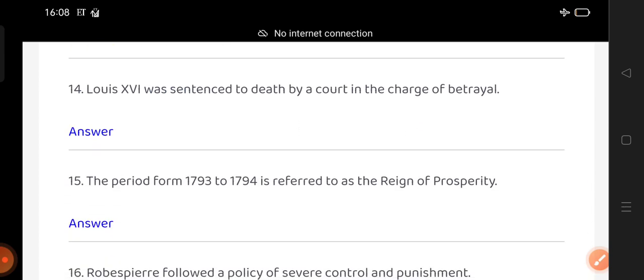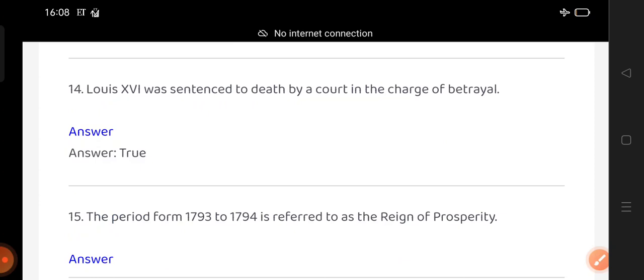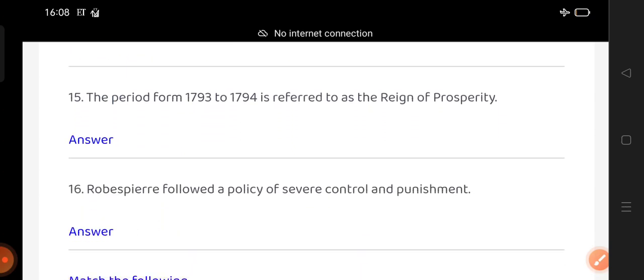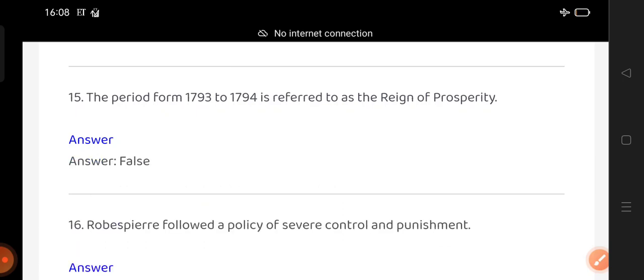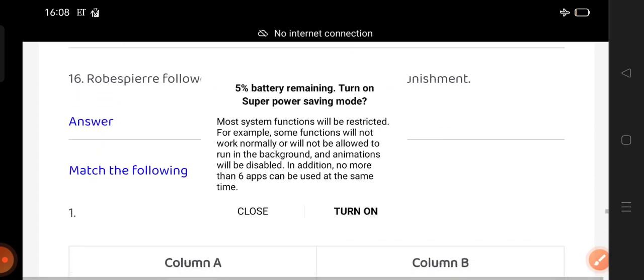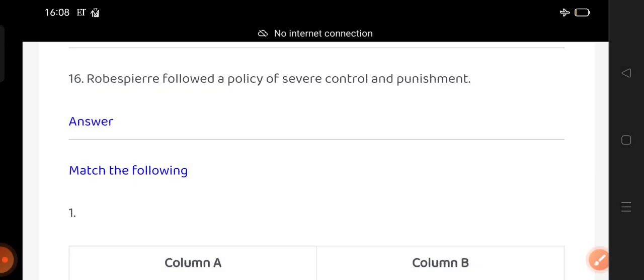Now let's move to the next question. Louis XVI was sentenced to death by the court on the charge of betrayal. True or false? True. The period from 1793 to 94 is referred to as the reign of prosperity. So the answer will be false. It's called the Reign of Terror. Now, Robespierre followed a policy of severe control and punishment.